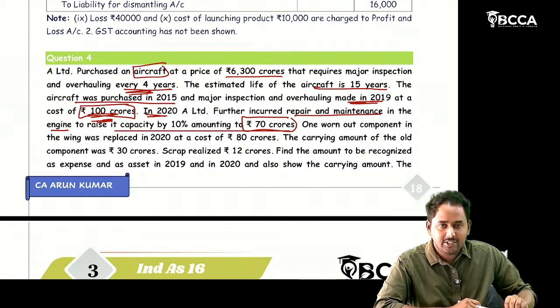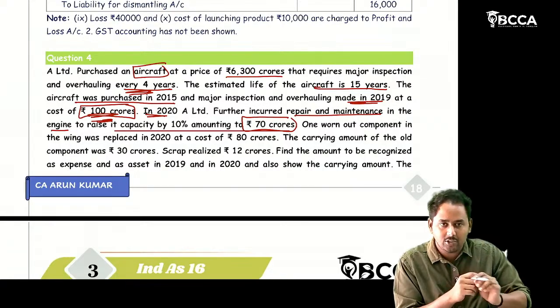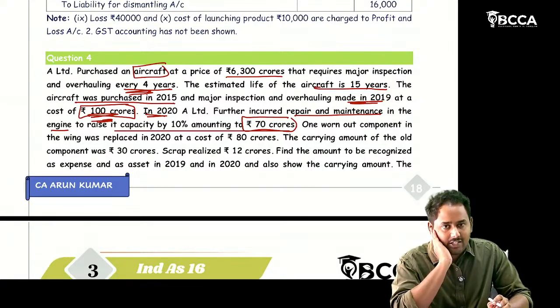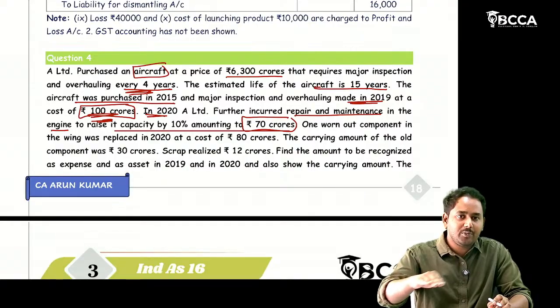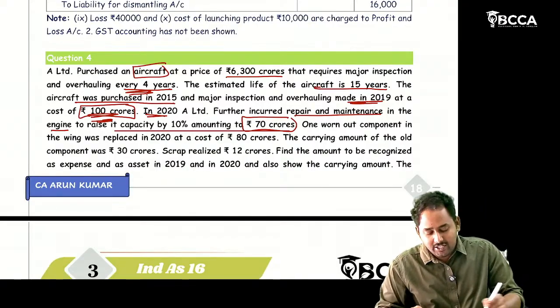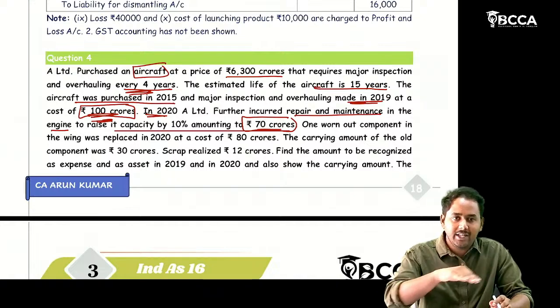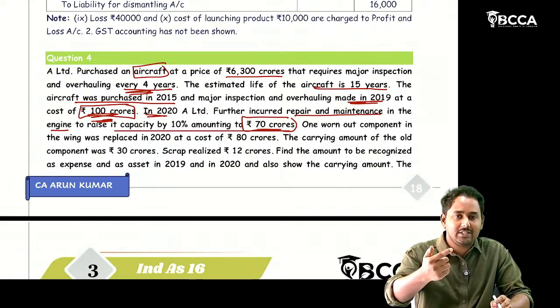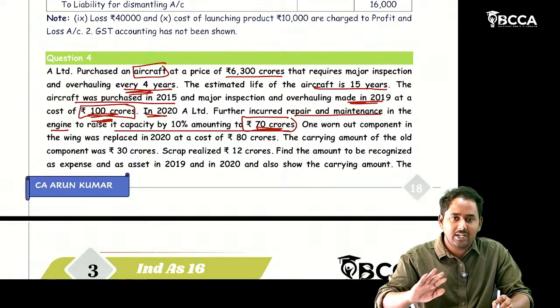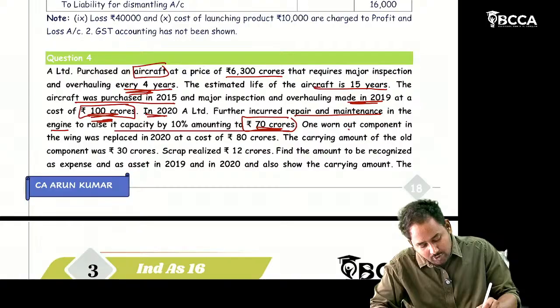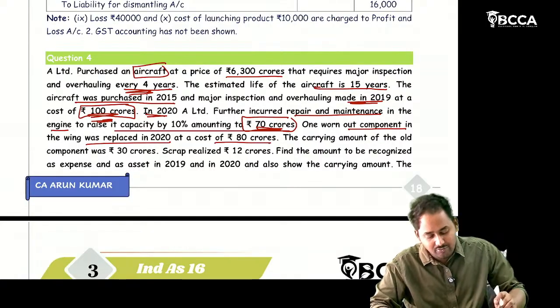Normal repairs and maintenance expenses should be transferred to P&L, but only one aspect I need to check: whether because of these expenses, there is an increase in the capacity of the plant or not. The repairs and maintenance expenses incurred to maintain the capacity of the plant should be transferred to P&L. Here you are incurring expenditure not to maintain the capacity, but to increase the capacity. In that case, it should be capitalized. Capitalized means added to the cost of the asset. And one worn out component in the wing was replaced in 2020 at a cost of 80 crores.